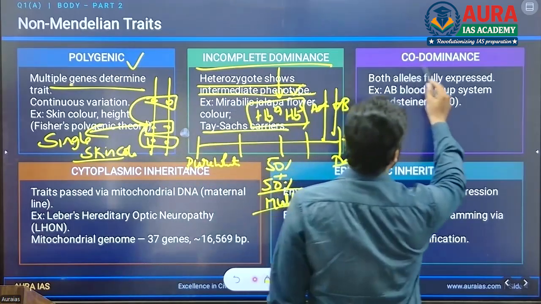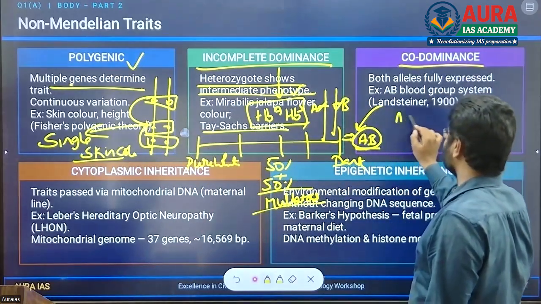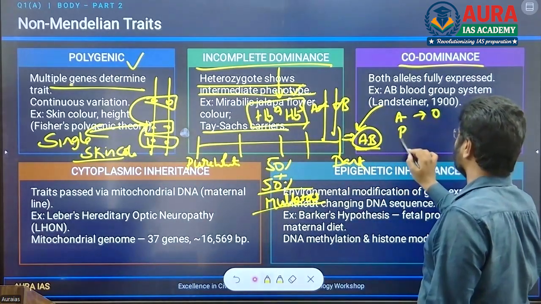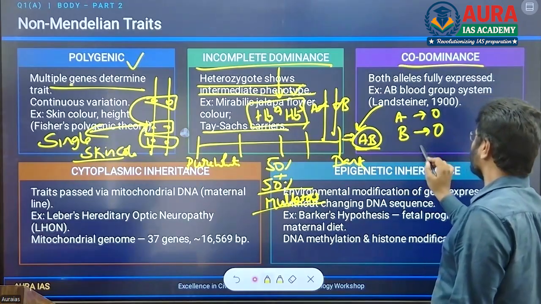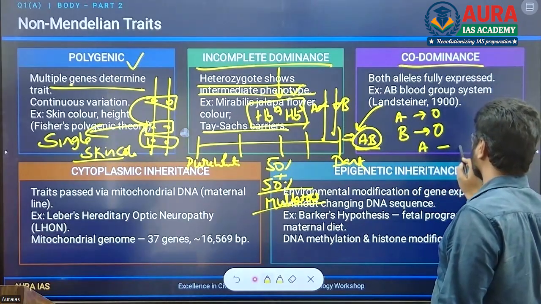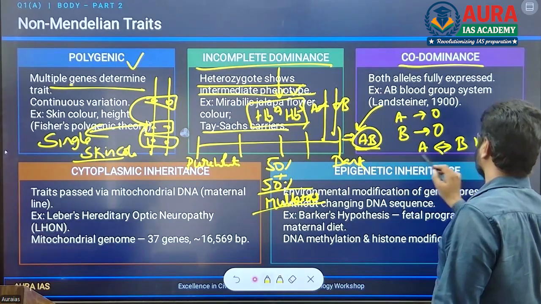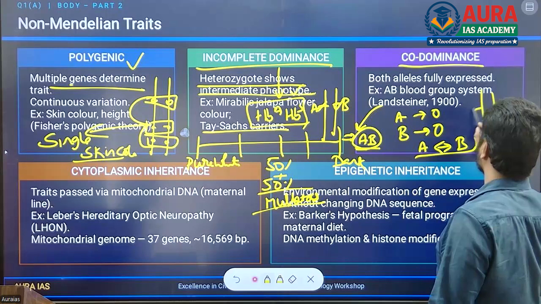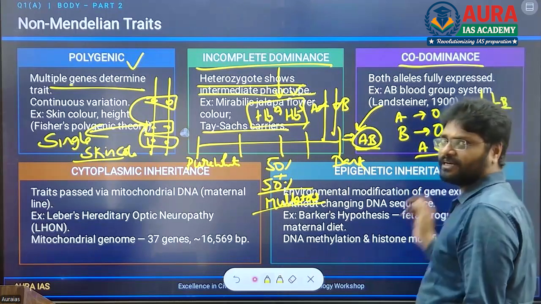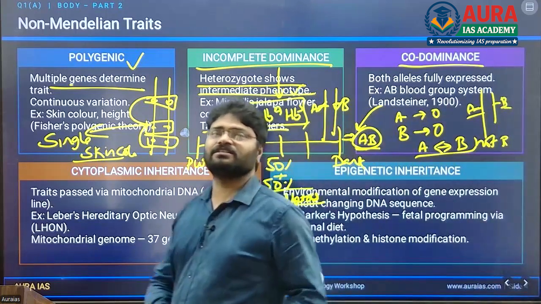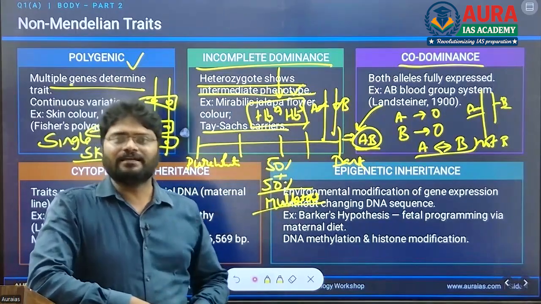So in co-dominance, generally A is dominant over O, and B is dominant over O. But A is not dominant over B and B is not dominant over A. So now if a locus has both A and B, because no one is dominating the other, both are expressed in the trait. The person inherits the AB blood group.